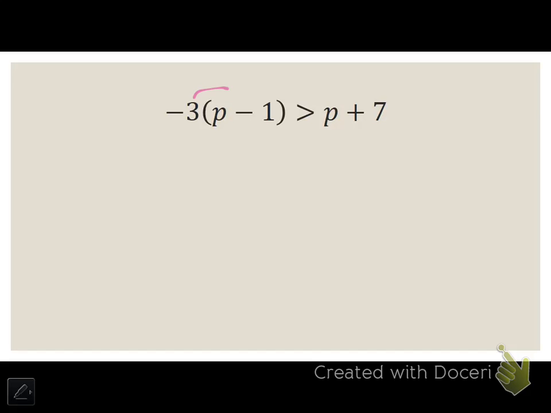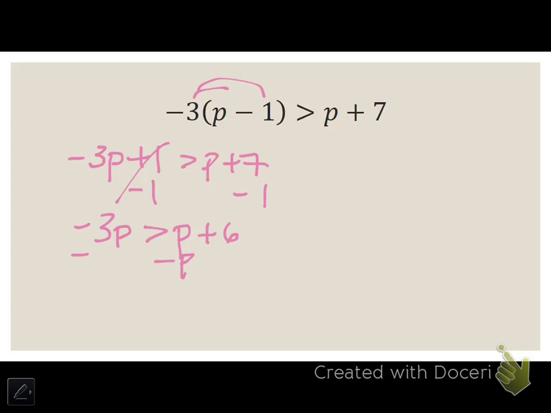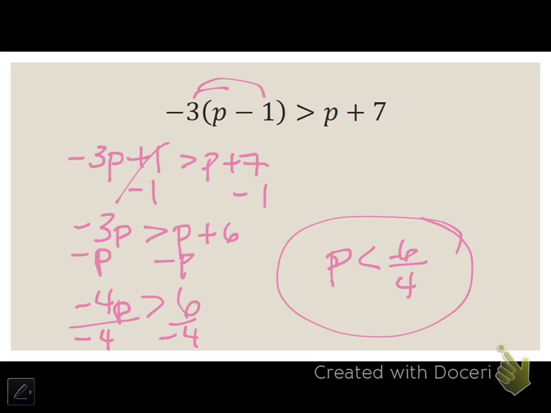Okay, this, we see parentheses, so we know we got to distribute, so we're going to get negative 3p, and then negative 3 times negative 1 is a positive 1. Now we need our p's on one side, our numbers on one side, so we're going to get negative 3p is less than p plus 6. Subtract p, negative 4p, divide by negative 4. Okay, we divided by negative, so we have to flip our sign. If we multiply or divide by negative, flip the sign. So there's my answer.